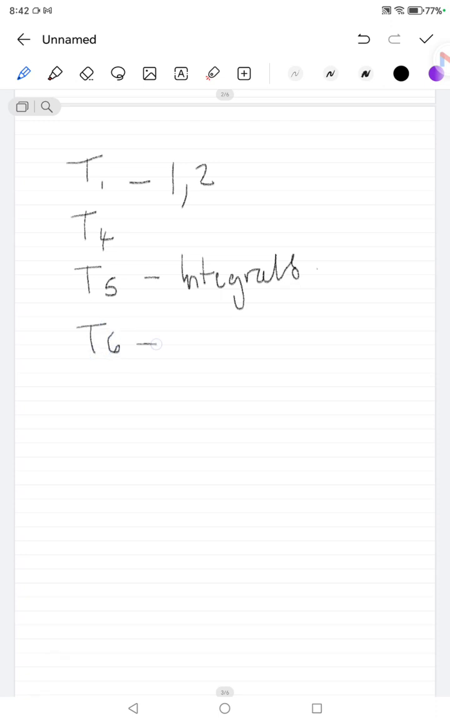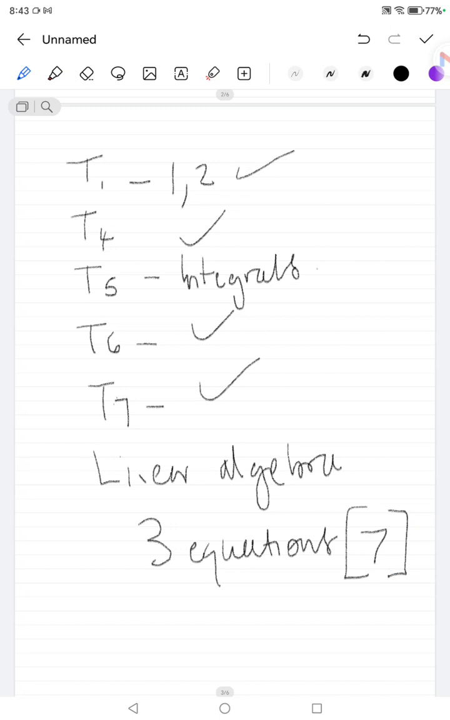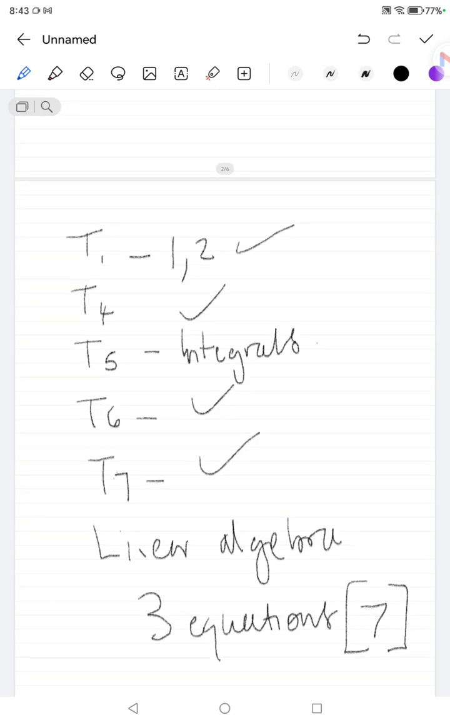Then you have your theme 6, also it's going to be asked. Then you have your theme 7, it's also going to be asked. Then you have your linear algebra. This is where you're going to be solving three equations. You're going to use something like your augmented matrices and your Gauss-Jordan. So for this one, they would allocate something like 7 marks. So how they structure your exam, it's out of 75. See, your integrals, maybe they would make something like 10 marks.